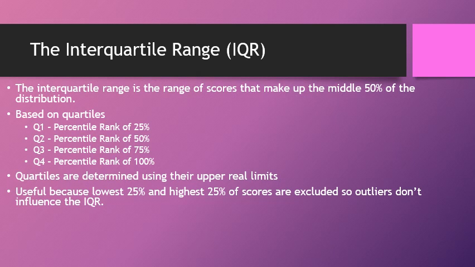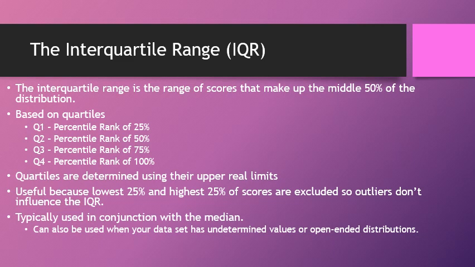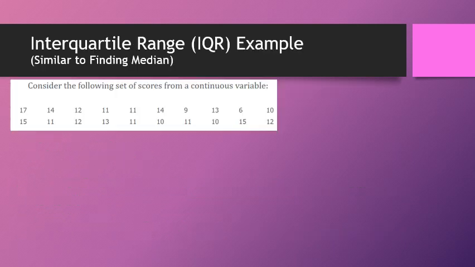So the interquartile range is very useful because the lowest 25% and the highest 25% are excluded. That means there won't be any outliers to influence the interquartile range. This is typically used in conjunction with the median, and you'll notice in a minute that the calculation is very, very similar to the median. It can also be used when your data set has undetermined values or open-ended distributions. It's very useful for the ordinal scale of measure, just like the median.